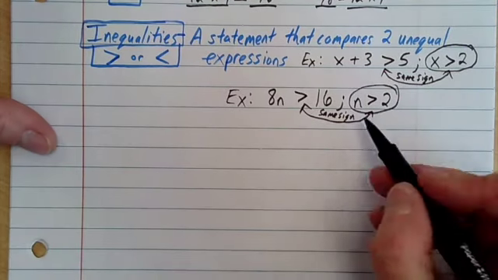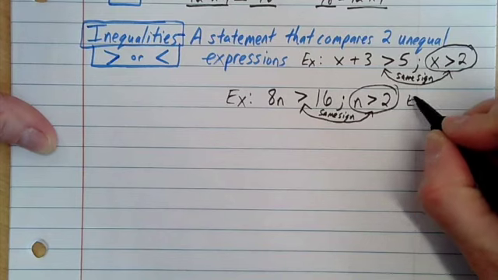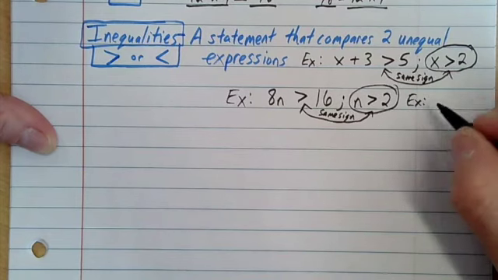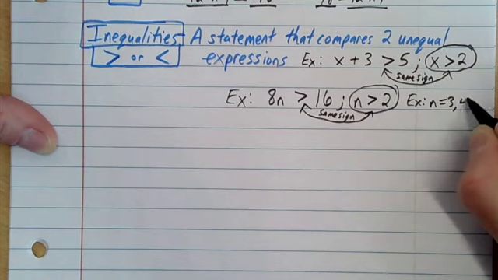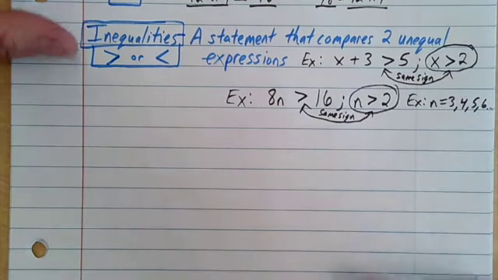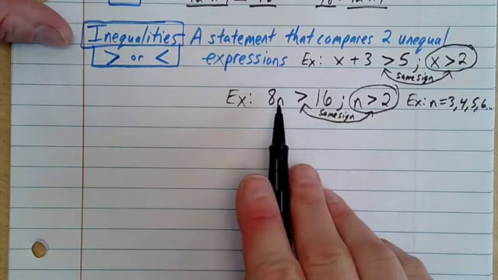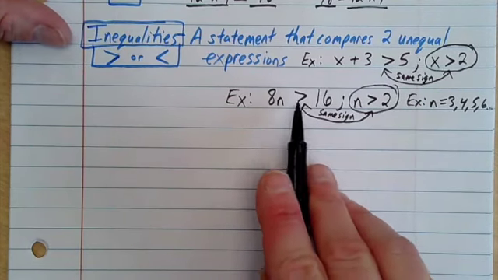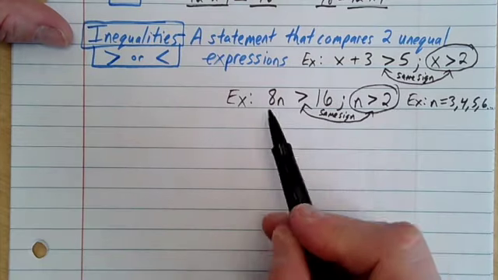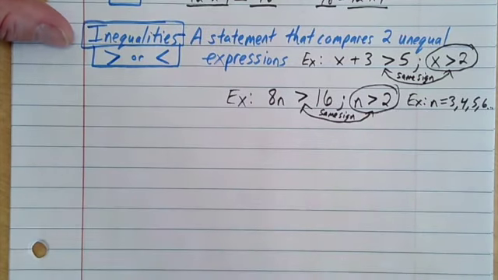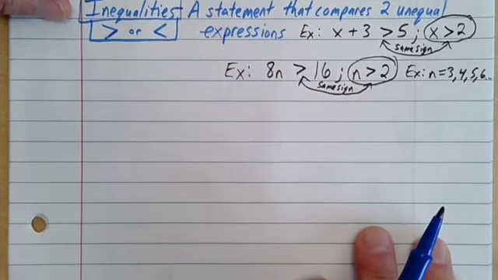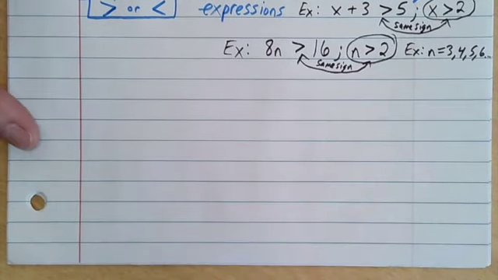So examples of n that are greater than 2. What numbers are greater than 2? Well, n could be 3. It could be 4, 5, 6, continuing on and on and on because it goes on forever. So if I put a 3 right here, 8 times 3 is 24, and that's greater than 16. That's true. If I put a 4 in there, 8 times 4 is 32. That's greater than 16. That works. The next thing I want to do in our notes is I want to put some directions in here.